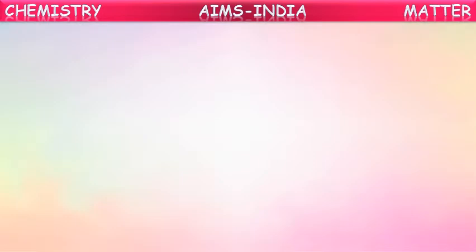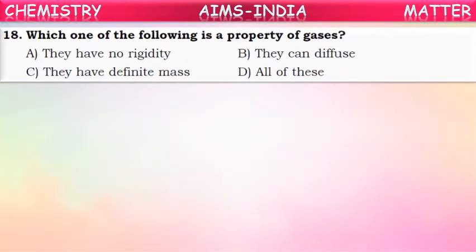Now come to the next one. Next question. Which one of the following is a property of gases? No rigidity. They can diffuse. Yes, diffusion will take place. They will spread into the atmosphere. They have definite mass? No, they don't have a definite mass. See, they have no rigidity. Rigidity means strictness. Mass means when they don't have a definite shape and volume, whereas for gases there is no definite volume and no definite shape. And no rigidity means they are not strong like solids.